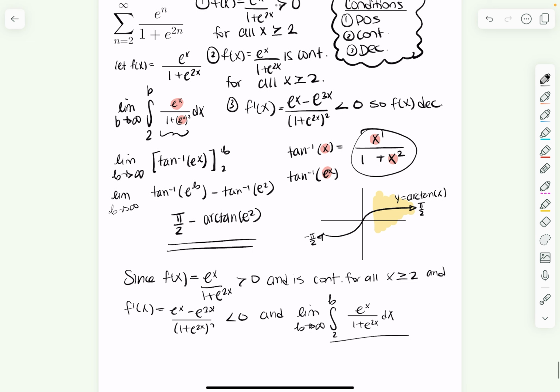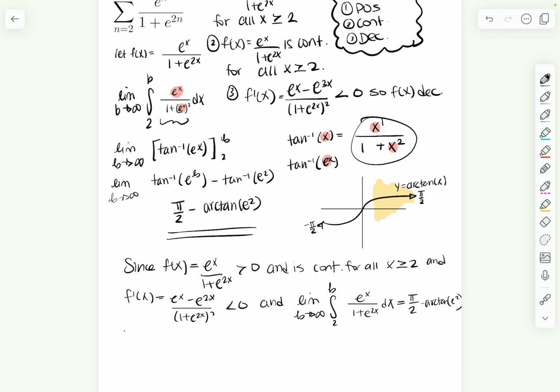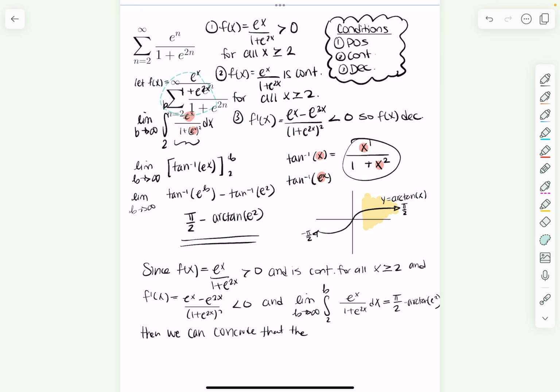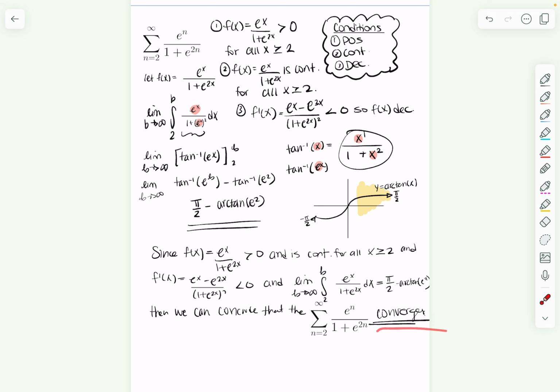Then we can conclude that since the conditions of the integral test are true, and when we took the limit of the integral we got a constant, pi over 2 minus arctangent of e to the 2, then by the integral test, make sure you add that part, the series converges. Make sure you put that there.